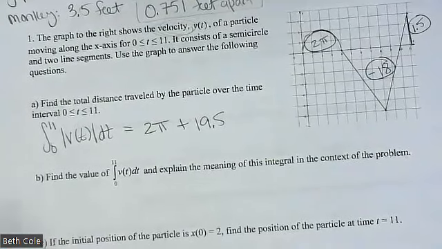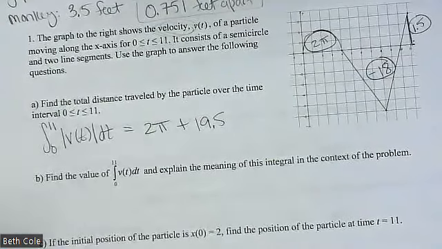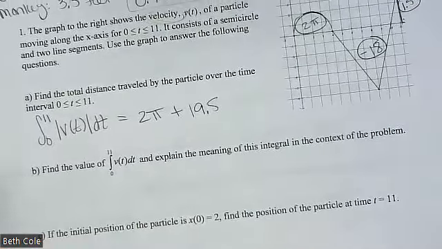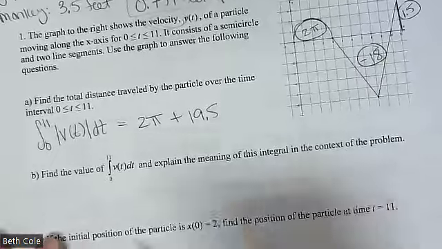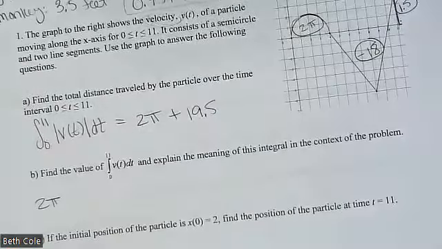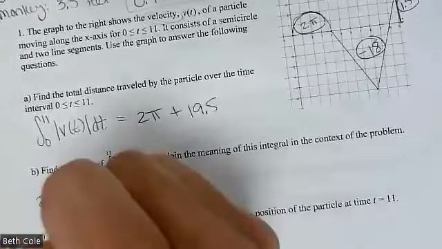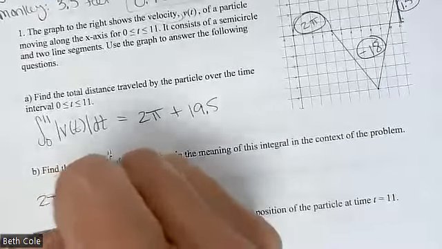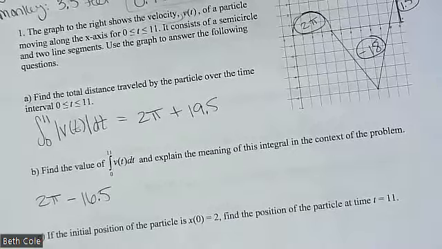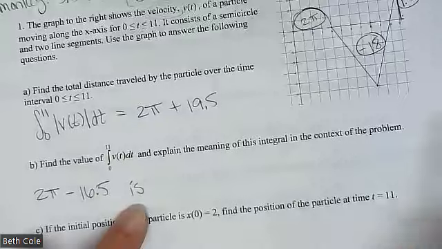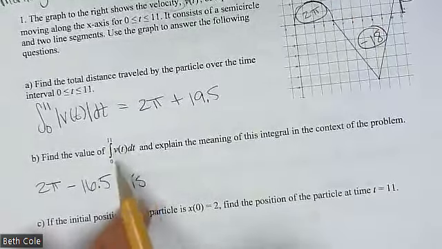All right, B says find the value of that and explain what it means. Okay, so now you're going to add them all up, but don't treat them all like they're positive. What they are is what they are. So that would be 2 pi minus 16.5. And then we have to write a sentence. What vocabulary word did I use up there for what this is?